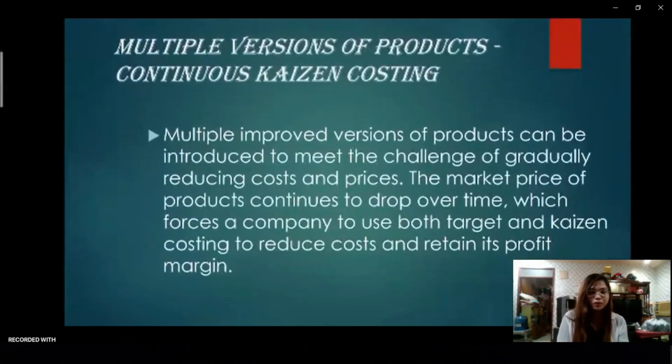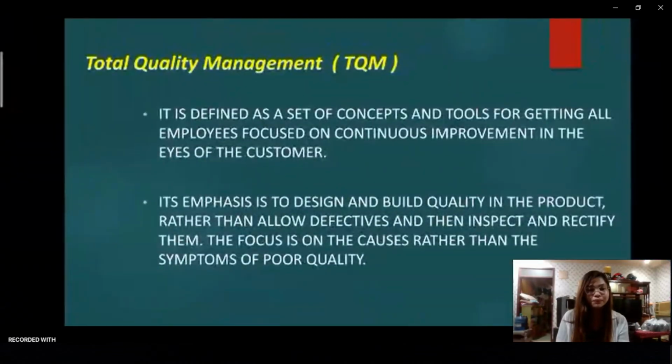The introduction of multiple improved versions of products can be a solution to meet the challenge of gradual reduction of prices. But cost may drop to a point where margins are reduced, which leads to developing a new product. Kaizen costing follows a trend line of gradually shrinking savings and also a predictable downward trend. Plotting these two trend lines into the future is a great tool for foreseeing when is the best time for new product version production. As shown on the screen is the definition of TQM or Total Quality Management.